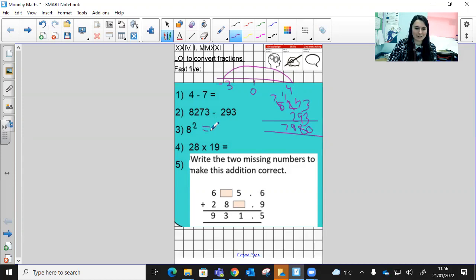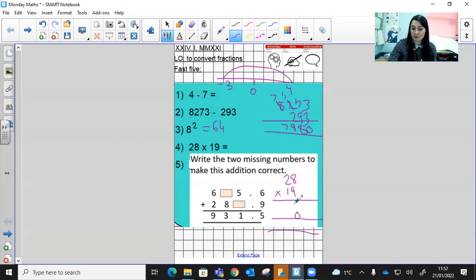Okay, 8 squared does not mean 8 times 2, it means 8 times 8, which is 64. Okay, I'm going to do it here. Moving into our long multiplication, 2-digit times 2 digits. Set your question out, double line, single line, put your placeholder straight in.